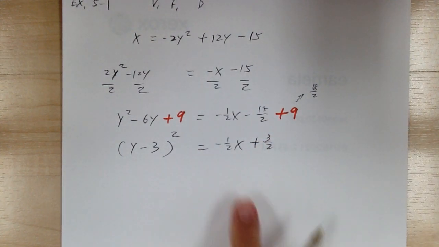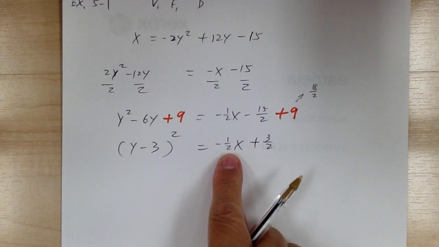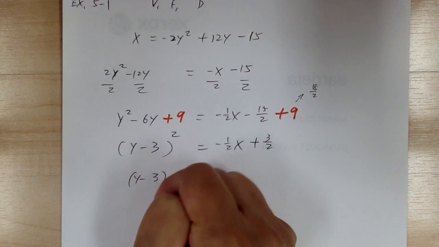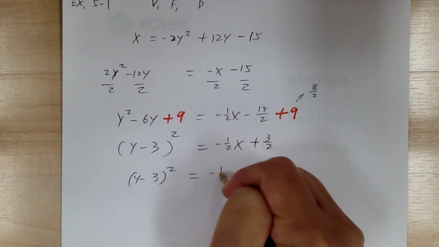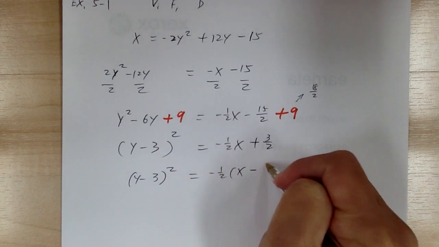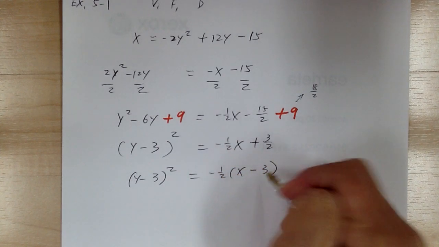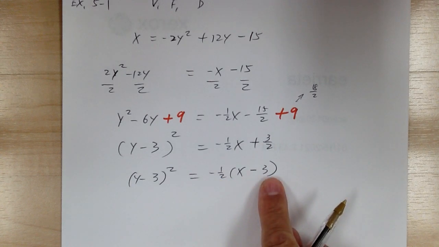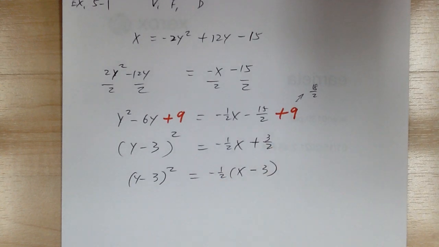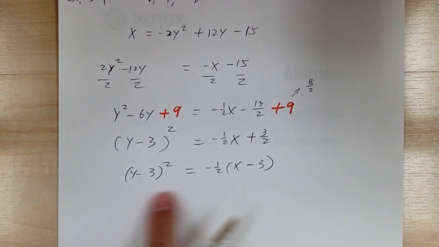The next thing is you want to put it in the proper form, so you have to factor out this coefficient. So (y minus 3) squared equals negative 1/2 times (x minus 3). Quick check: negative 1/2 times negative 3 gives you positive 3 over 2. So that is the form.